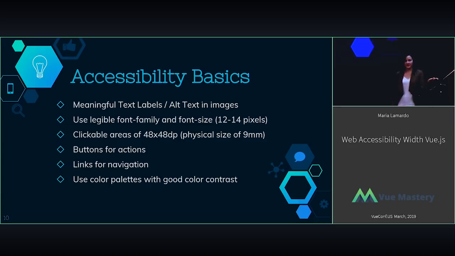Now, these are some basic accessibility rules that you should keep in mind when you're creating applications. Make sure that you're using meaningful text labels and alt text for your images. Make sure that you're using legible font family and font size of no smaller than 12 pixels. Make sure that any clickable areas in your applications have a minimum width of 9 millimeters, and that's across devices. And also that can include any margins that you have for those little icons and things like that.